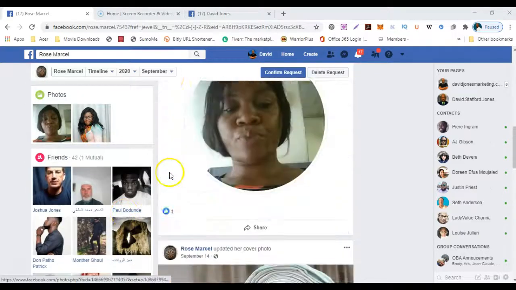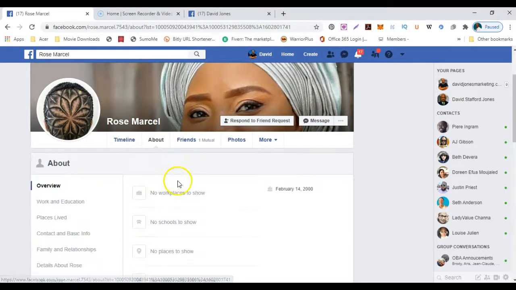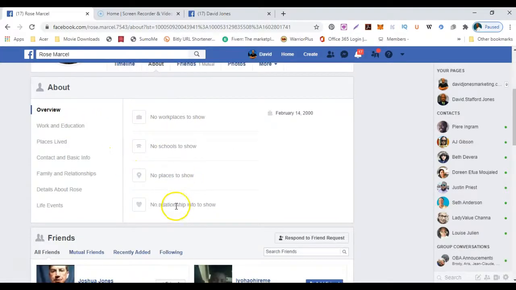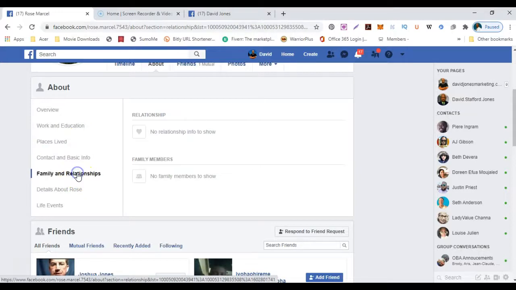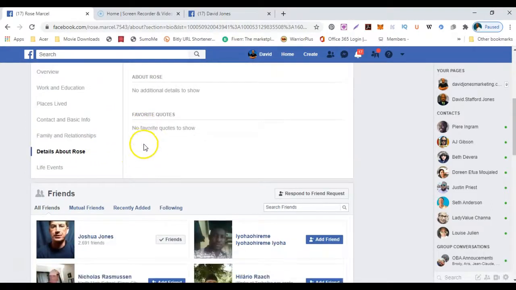So let's look then at her about page and see what that says. On her about page, it just gives her birthday. It doesn't tell us where she works, education, or schools she's been to. I'm going to click on places lived to see if we can see anything there. It doesn't look like there's anything there. Family and relationships, nothing there. Details about Rose, nothing there. So there's basically not much to go on.